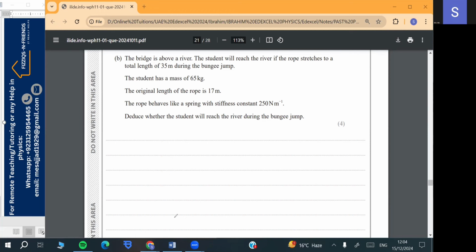At A, the body was freely falling, so it will have gravitational potential energy. And at B, gravitational potential energy will turn into elastic potential energy because the spring will start to stretch. So we will say that GPE, gravitational potential energy, will convert into elastic potential energy after stretching starts.